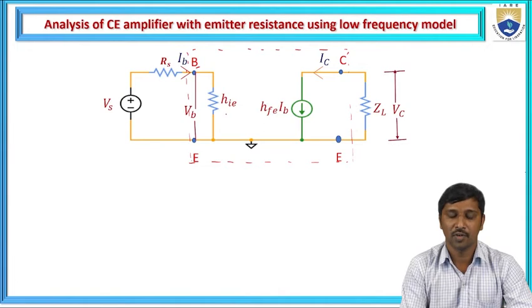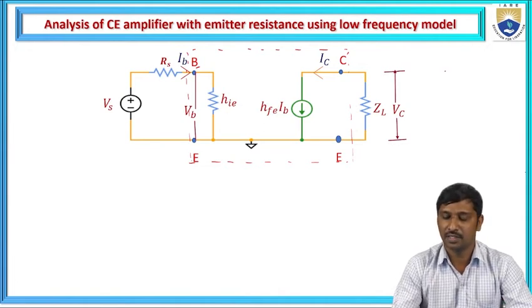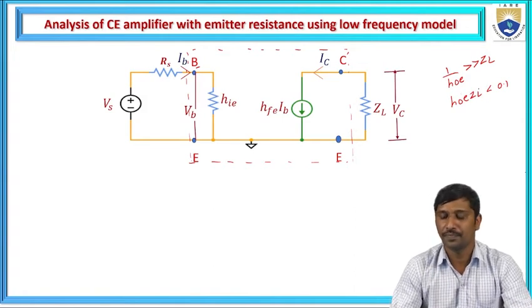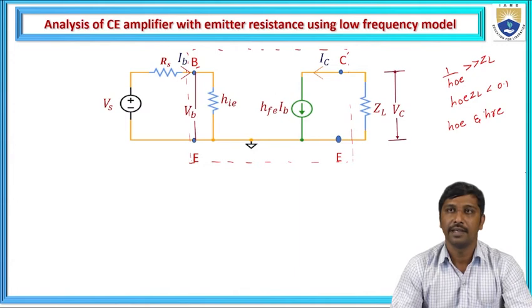So here I consider the approximate model. Why? Because we know that 1 by HOE is much greater than ZL, or HOE times ZL is less than 0.1. Then we go for the approximate model. In that approximate model, we neglected the output admittance and the reverse voltage gain HRE parameters. Hence, we neglected the output admittance parameter and reverse voltage gain in approximate analysis.